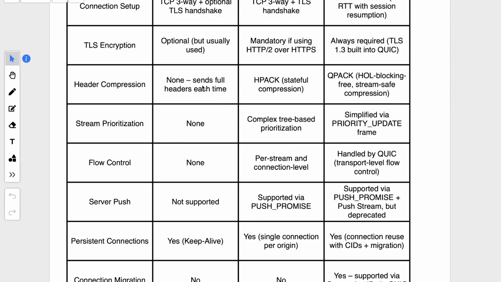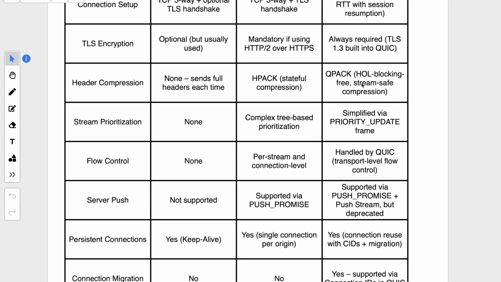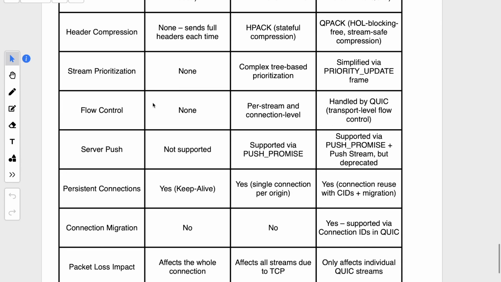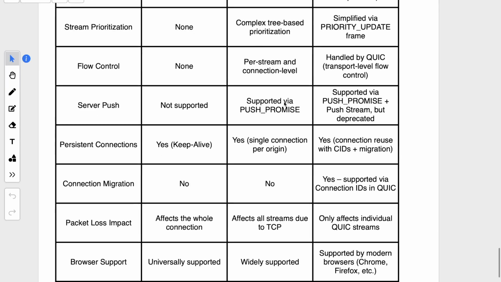There is no header compression in HTTP1, but in both HTTP2 and HTTP3, header compression happens by HPACK and QPACK. Stream prioritization and flow control are not possible in HTTP1, but in HTTP2 and HTTP3, both of them are possible. It's a complex stream prioritization in HTTP2, and flow control is at the stream as well as the connection level. Similarly, in HTTP3, prioritization is simplified by the priority update frame, and flow control is handled by QUIC transport level flow control. So both the options are present in both HTTP2 and HTTP3.